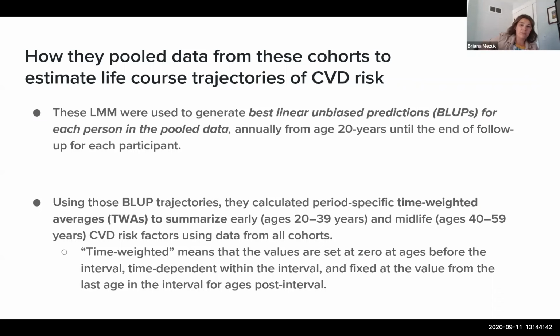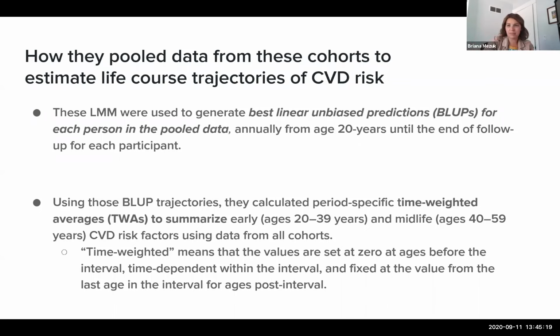So these linear mixed models were used to estimate what they called BLUPs, these best linear unbiased predictions for each person in the pooled data. And then they used these to create what they called time-weighted averages. And a time-weighted average is simply a value that you can think about as a kind of linear spline, where the value is 0 before a certain point, it's time dependent within the interval, and then it's fixed after the interval.